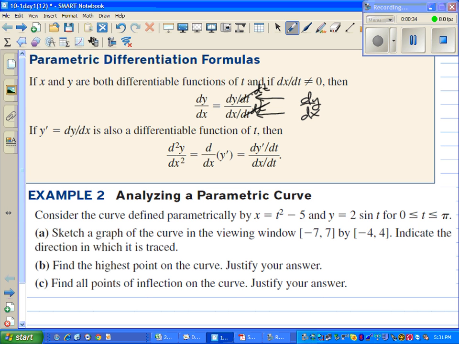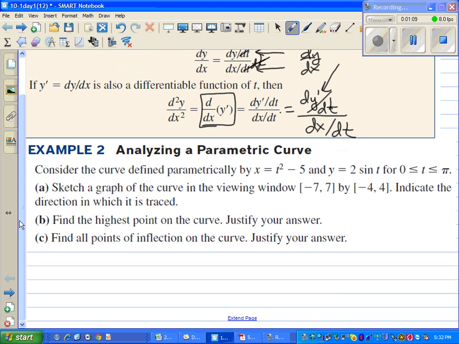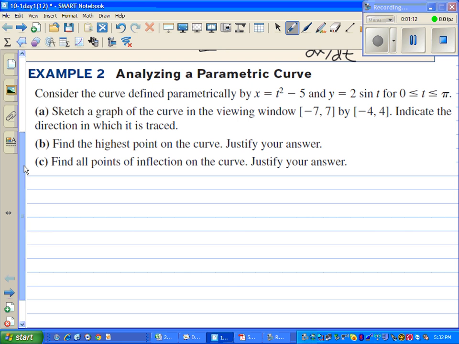Now, the second derivative: if y prime equals dy/dx is also a differentiable function of t, then the second derivative is really the derivative of the first derivative. And that's really what the second derivative is, but it's a little strange when you work with parametrics. It's the derivative of y prime with respect to t over dx/dt, and that's the second derivative. This is saying the derivative of the first derivative, which is what we normally think of as the second derivative. We'll talk more about that in a little bit, especially when we do inflection points on letter C.